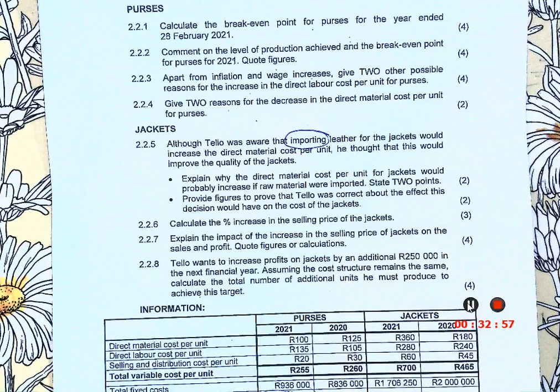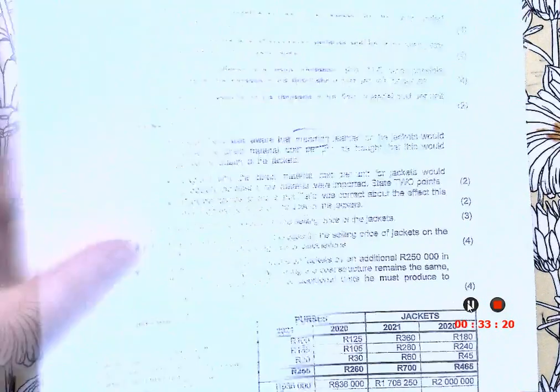Explain why the direct material cost per jacket would increase. 2 points. I already gave it to you. Import duties, carriage is going to increase. Provide figures to prove that Taylor was correct about the effect this decision would have on the cost of the jackets. Now let's quickly look.